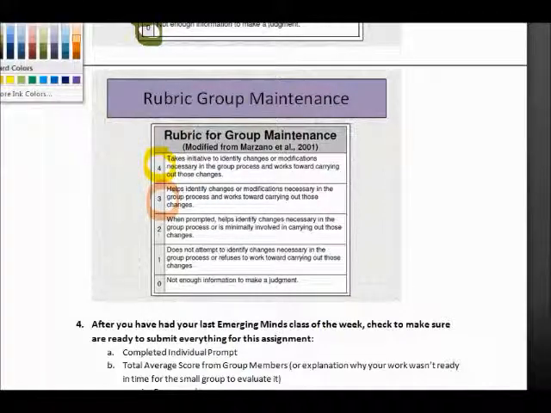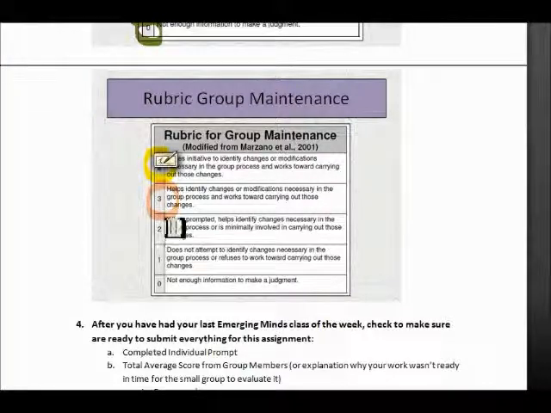The 2, 1, and 0, as usual, are what we are trying to more or less avoid. But the 2 means that there's some prompting required in order for this maintenance to occur. A 1 signifies that there is no attempt to identify changes, and a 0 means you don't even have enough information to make that judgment. So 4, 3, 2, 1, and 0.